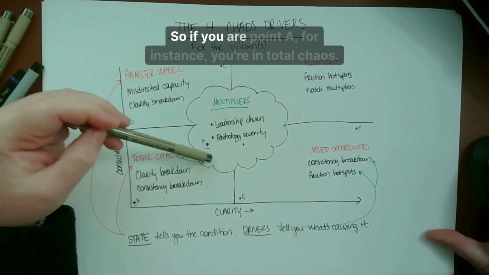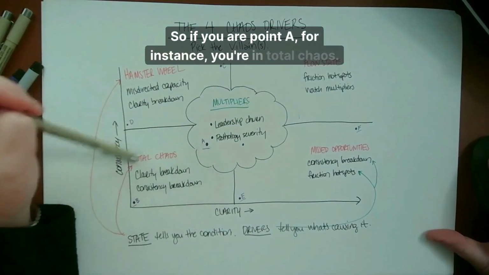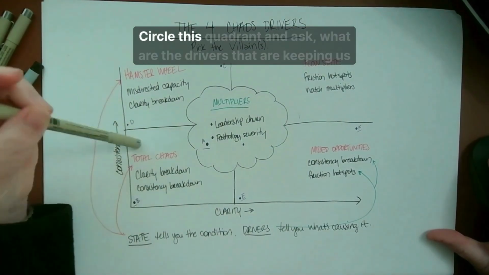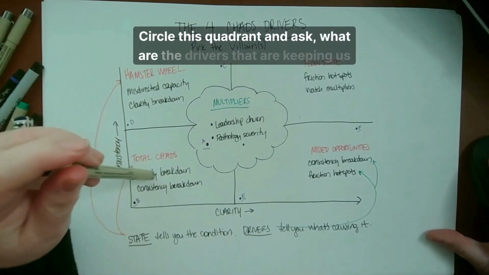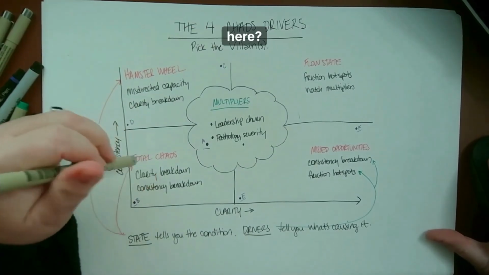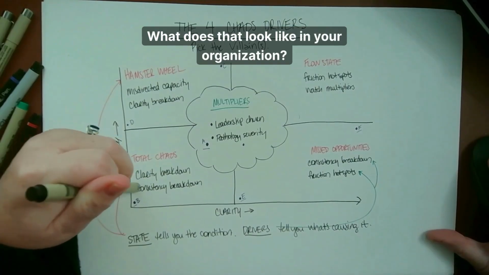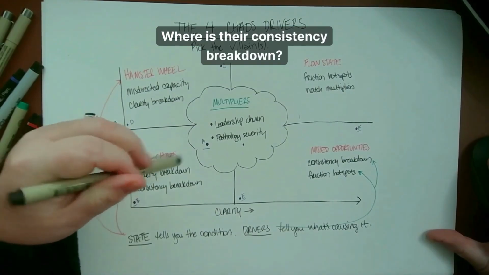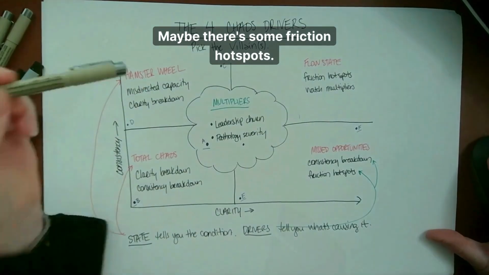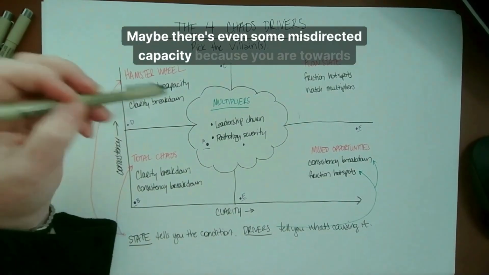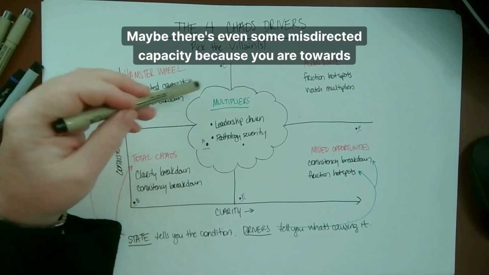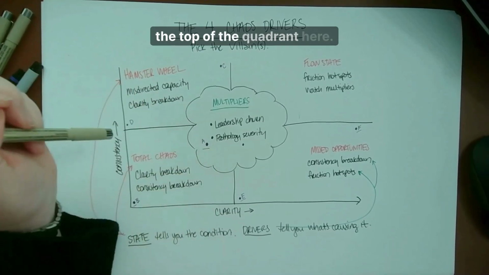So if you are point A, for instance, you're in total chaos. Circle this quadrant and ask, what are the drivers that are keeping us here? Do you have clarity breakdown? What does that look like in your organization? Where is there consistency breakdown? Maybe there's some friction hotspots. Maybe there's even some misdirected capacity because you are towards the top of the quadrant here.